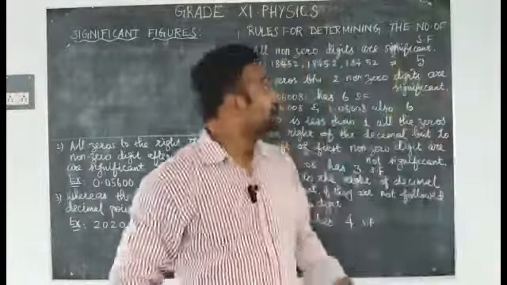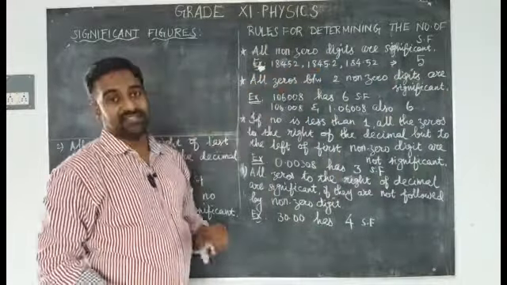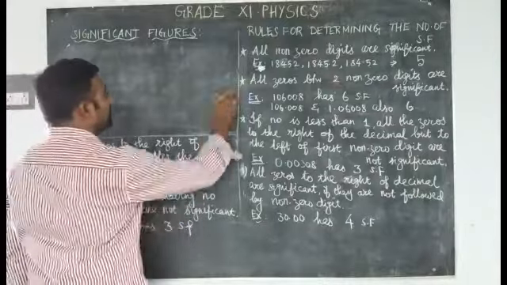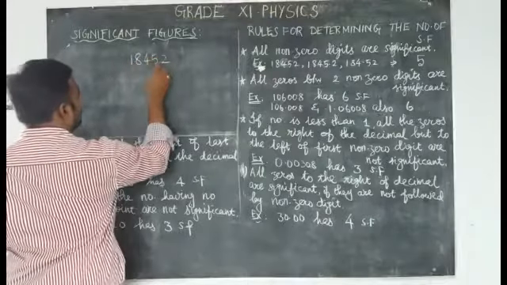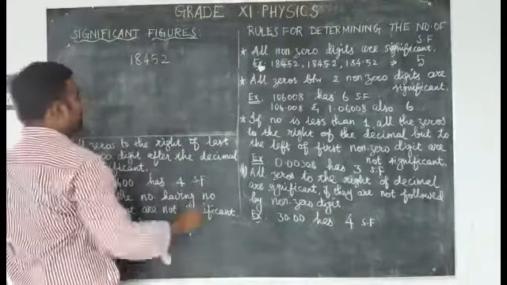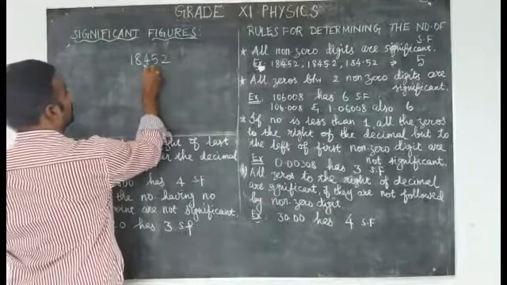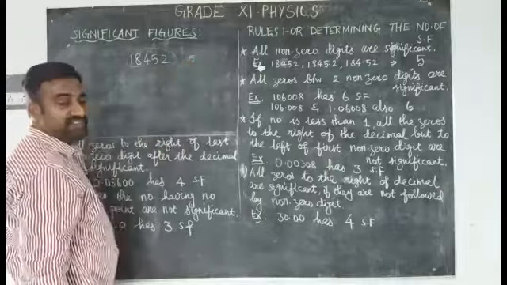So first rule, listen to the first rule. All non-zero digits are significant. That is, all numbers without zero are significant. Example, here they have given 18452. There is no zero in this. So how many numbers are there in total? 5 numbers. So 5 is the significant figure.